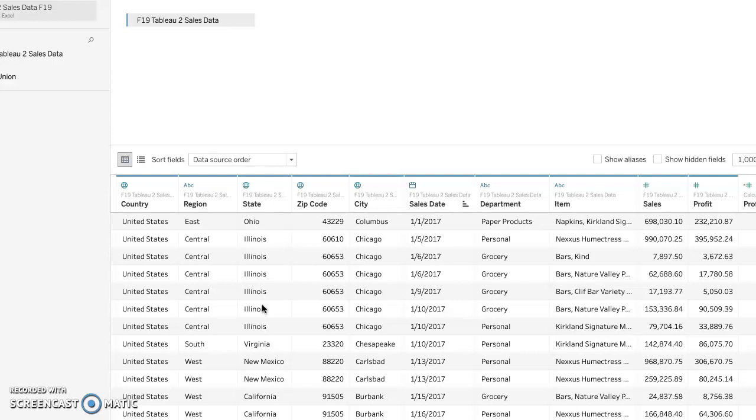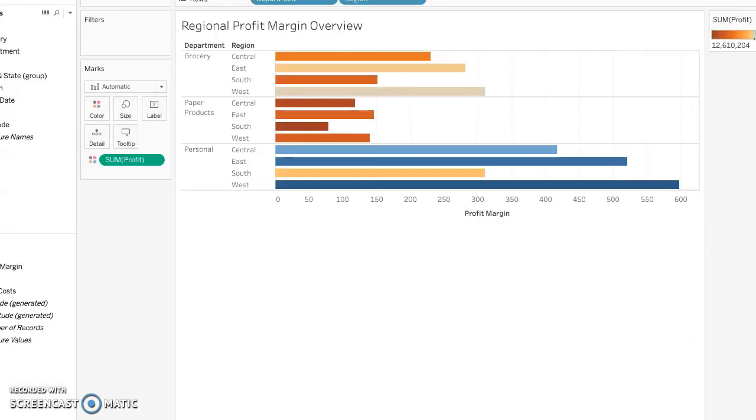I used a lot of bar charts because they were easy to understand and it presented my data in a very user-friendly way. So with that being said, here is my first sheet. I started with just a regional profit margin overview. I just kind of wanted to get an idea of how the profit margins looked per region, just to see if there were any direct patterns. I didn't really expect to see anything right away, but it was a really good overview.